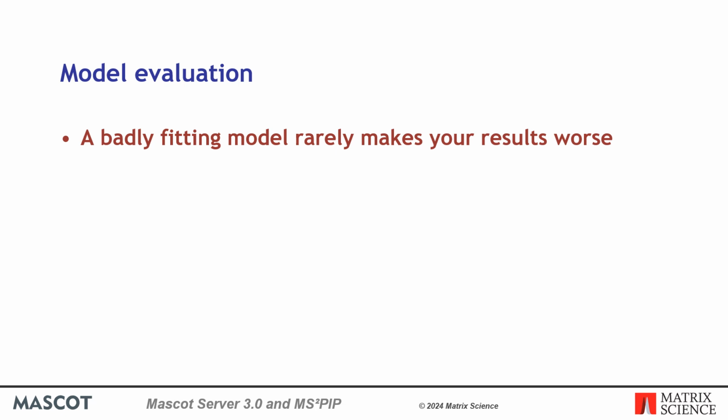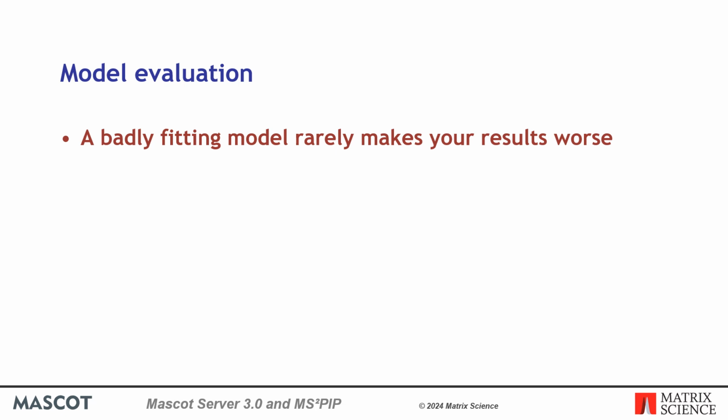Now that we know how to evaluate the results, one question that comes up is which model to choose. The good news is that a badly fitting model rarely makes your results worse. At the moment, we don't have a quick way to find the best model. However, you should be able to determine suitable models for your instrument using standard experiment conditions. Typically the CID or one of the HCD models. If you have a timsTOF, then try that model. Likewise, if you are labeling with TMT or iTRAQ, then use the appropriate model.